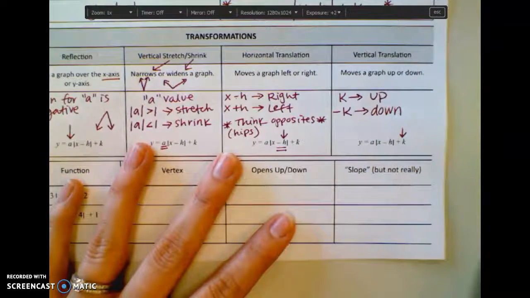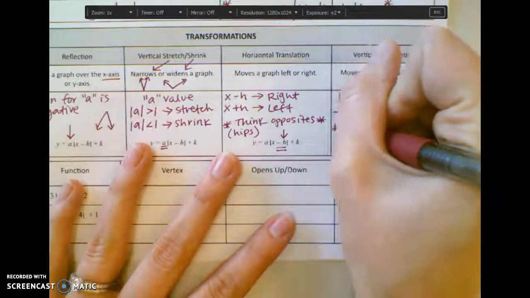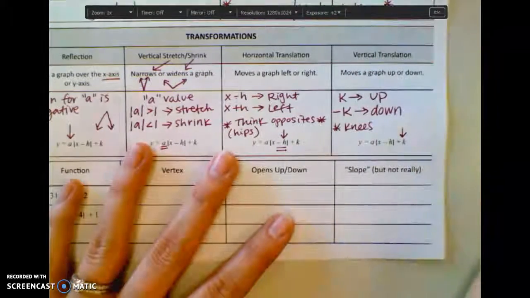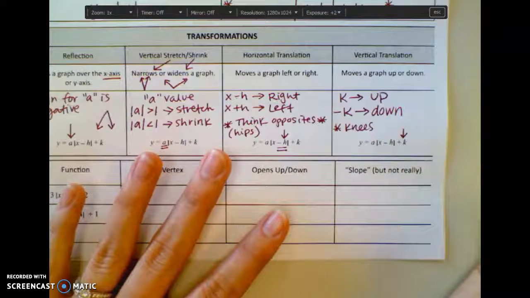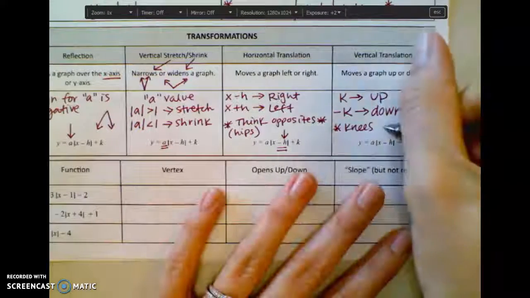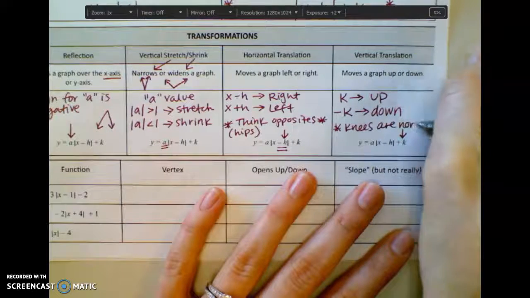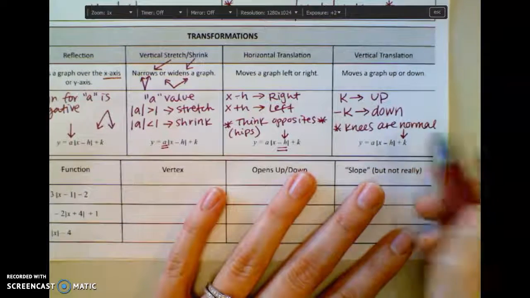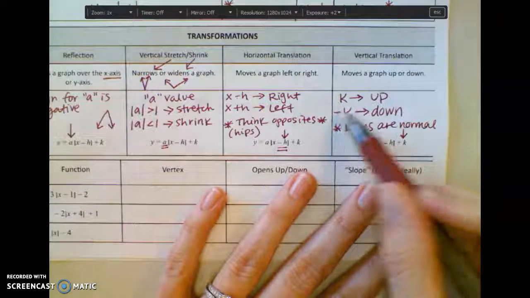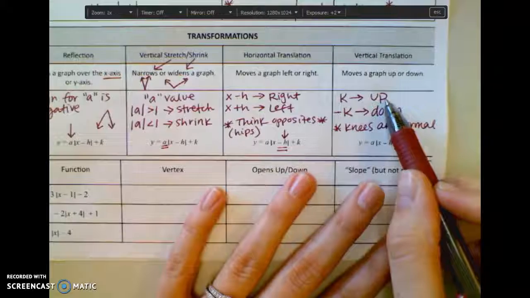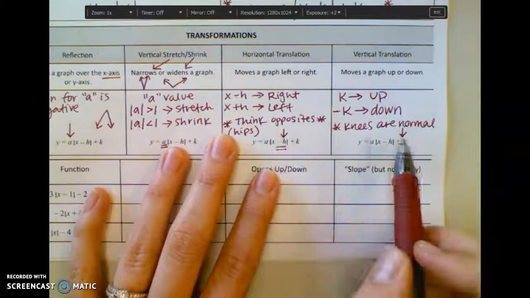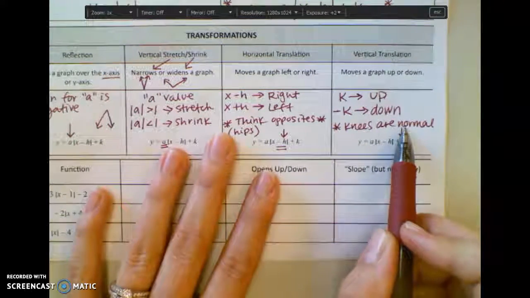So the silly thing we use to remember this is think about your knees. If I bend my knees, my whole body moves down. And if I straighten them, my whole body moves up. So we think about how our knees are normal. If I bend my knees down, I go down. So that's like having a minus takes us down. If I straighten them, they go up. So that's like a positive goes up. So hips, we think opposite. Knees, we think of normal.